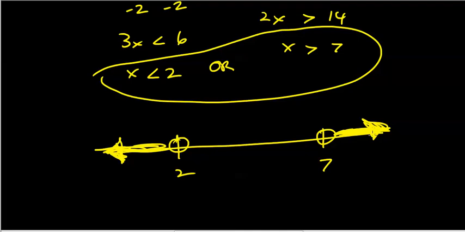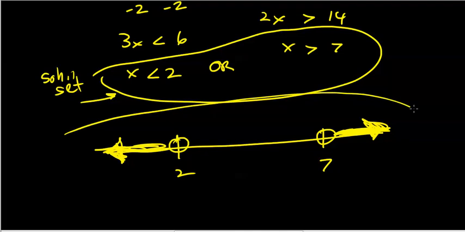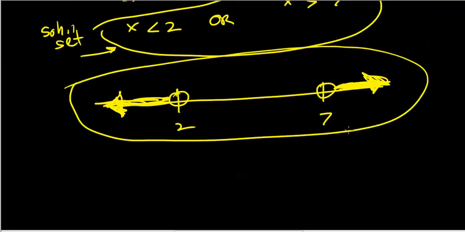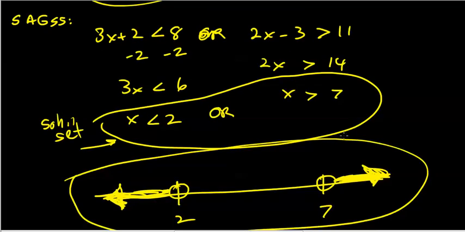And there is my solution set as labeled. And here is the graph, the number line graph of my solution set. Okay. Let's try another one, a little bit harder.